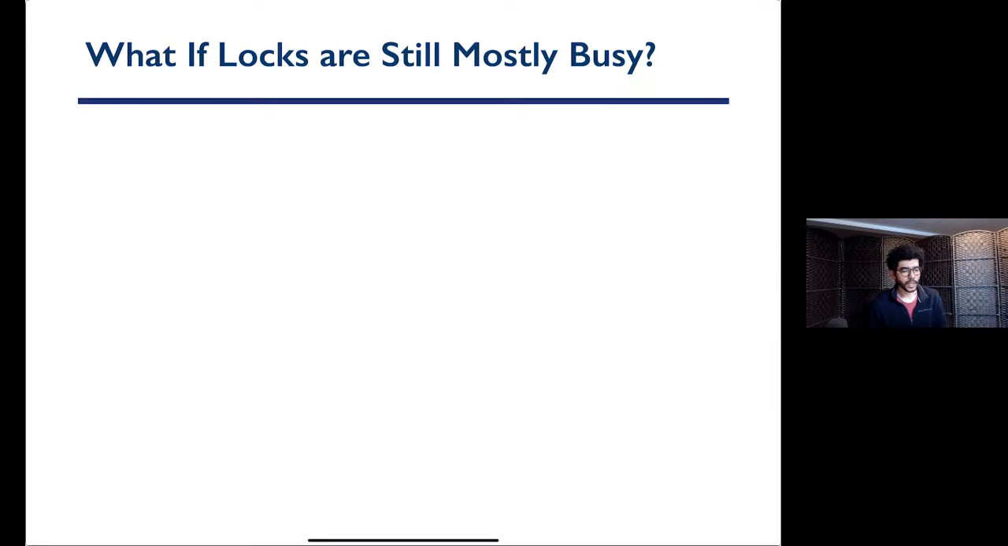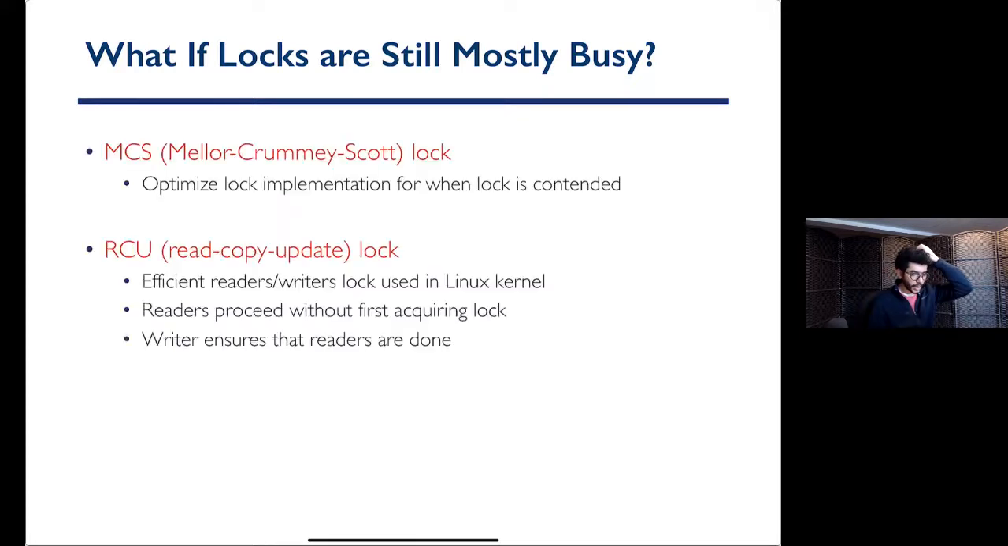of your application. Now, we talked about a couple of solutions to reduce the overhead of lock contention. For example, we talked about fine-grained locking. But let's say that you've done all of that and you still have a problem. What should we do? So there are two locks that we can use that are designed specifically for multiprocessors.